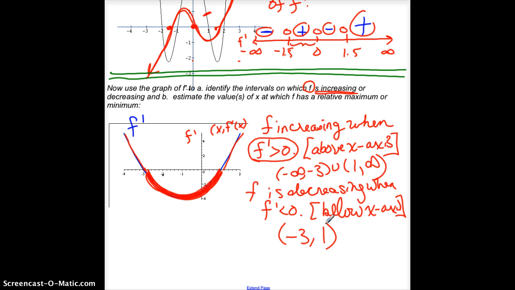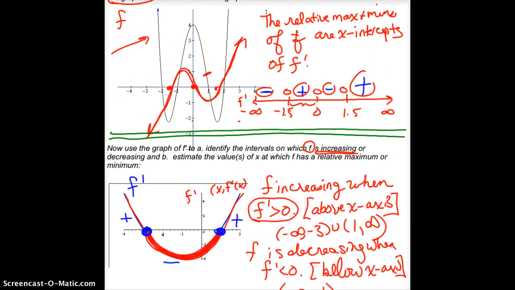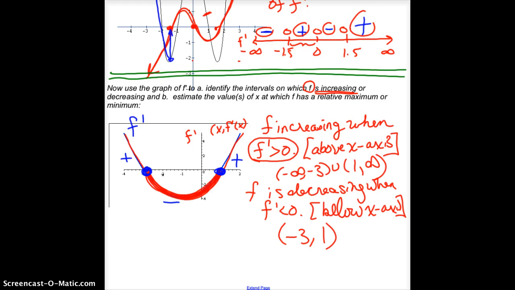And then it says to determine max and mins. Well, remember, max and mins are where the function goes from increasing to decreasing, or where the derivative goes from positive to negative, or vice versa. So these x-intercepts are indicating the maximum and minimums that we had. But again, back to this graph. When we had the original, every minimum gave me an x-intercept, and likewise with the relative maximums.